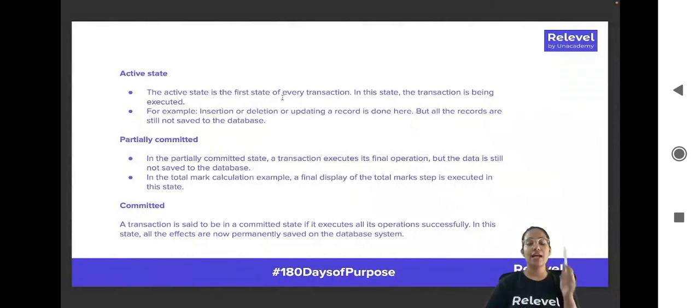Okay. A committed state, right, is the one in which all the transactions, or all the tasks, are executed successfully, right? And now they are permanently saved to the database as well. So only in the committed state, all the changes are permanently reflected in the database.